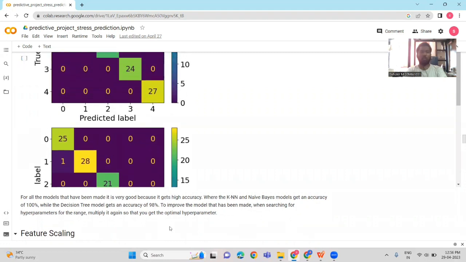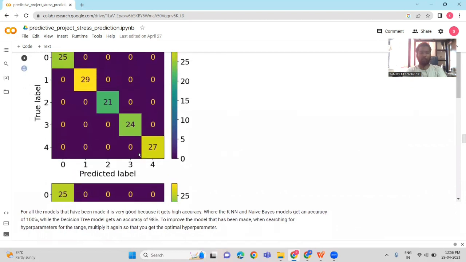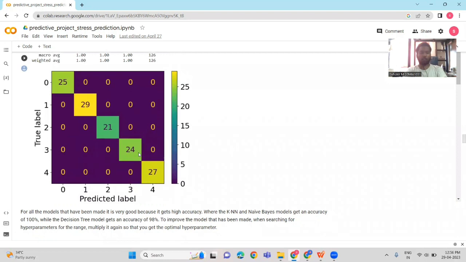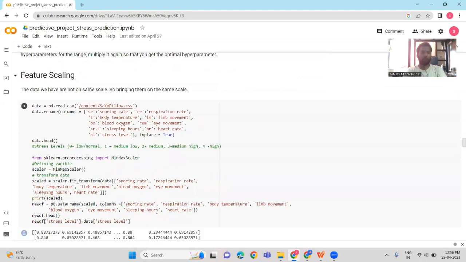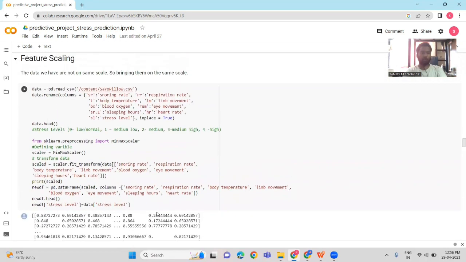To improve the models, when searching for hyperparameters, we can widen the range and run it again so that we can get optimal hyperparameters. Next, feature scaling is done. The data we have are not on the same scale, so to bring them to the same scale, we used a min-max scaler for transforming the data.